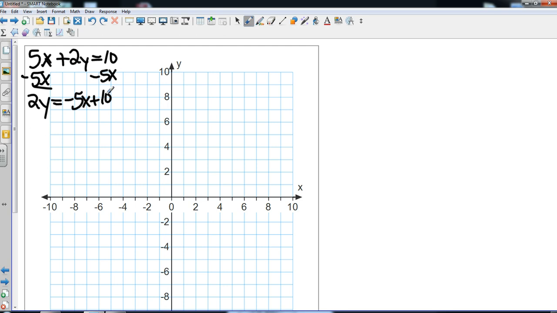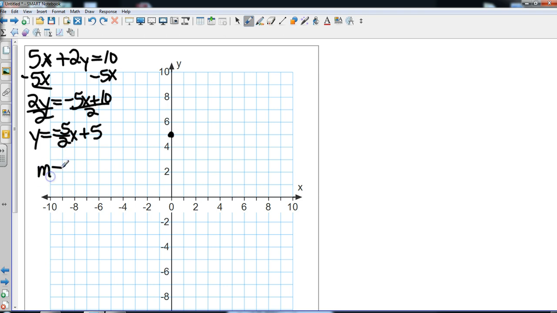So what do I need to do with that 2? Divide everything by 2. So that gives me y equals negative 5 over 2x plus 5. Because I took negative 5 and divided it by 2, I just made it a fraction because it doesn't come out evenly. I took 10 and divided it by 2, and it did come out evenly to be 5. So what's my y-intercept of this graph? 5. So I go up 5 spaces, put a point, piece of cake.